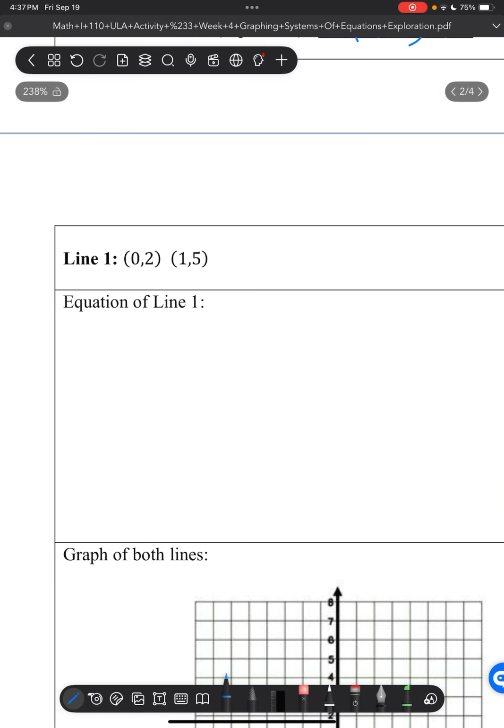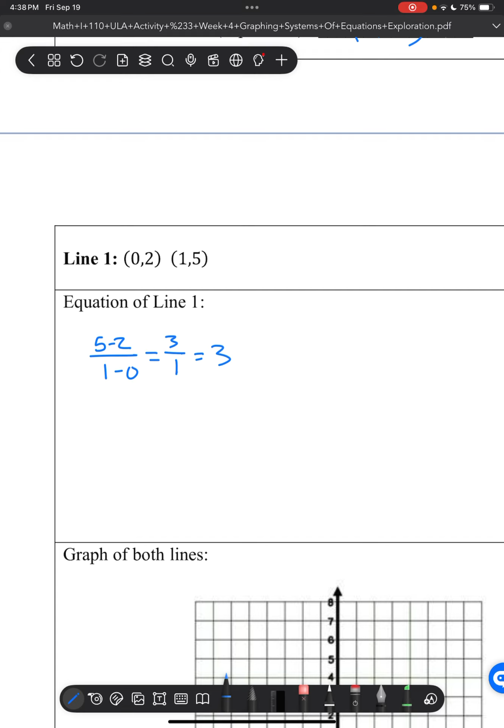Let's just find our slope first, right? So we're going to be doing the difference of our y's and x's. So I'm going to do 5 minus 2 and 1 minus 0. It's going to give us 3 over 1 equals 3. So we have a slope of 3.